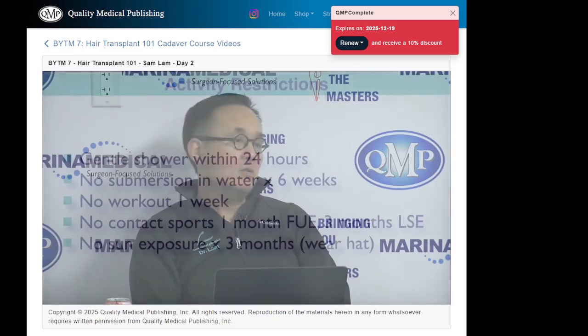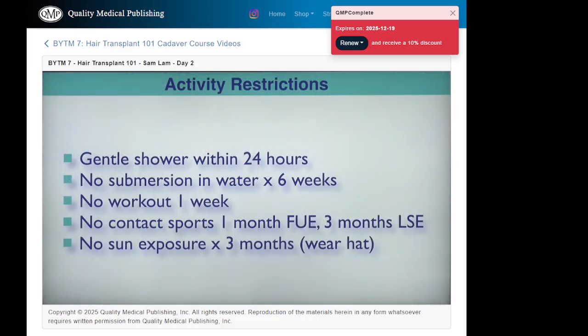Activity restrictions, basically for me, is they can shower gently after 24 hours. It's against the grain. Some people don't like to do it for a week. I'm okay with it. No submersion. This is against the grain. Most people tell me they can start swimming after a week. I don't like it. I just think water is filthy, and where infections occur is basically submersion in dirty water. So I do 6 weeks, whether it's FUE or strip.